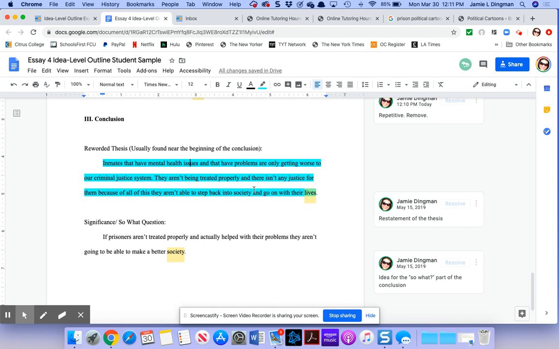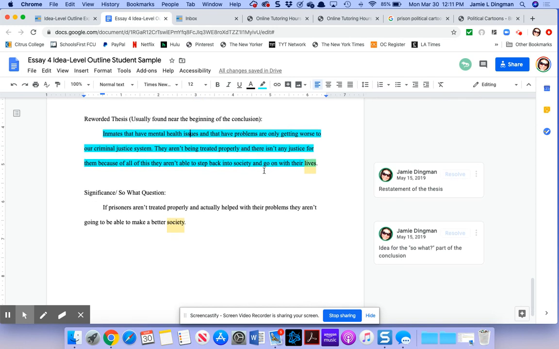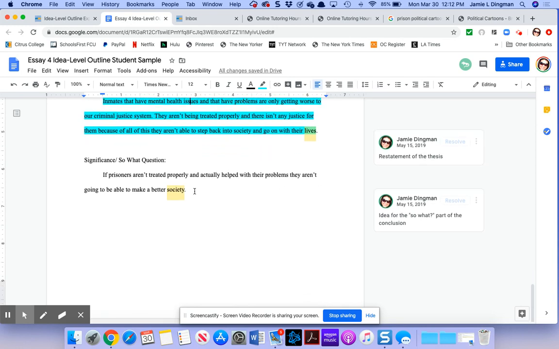Okay, so a bit of a run-on sentence, but we can see it's pretty similar to what they were talking about up there in their first version of the thesis. And then the "so what" is for you to start thinking about ideas to bring the paper to a close. The so what? Why should people care? Why does this matter? Why is this a topic that we discuss? Why is this a topic that we're looking at in this class?